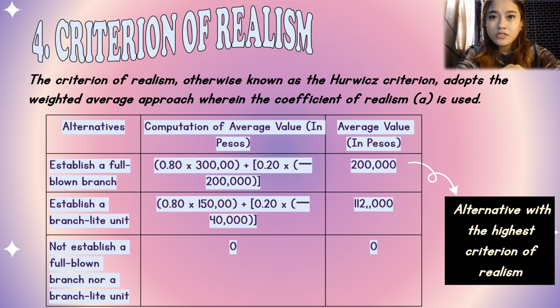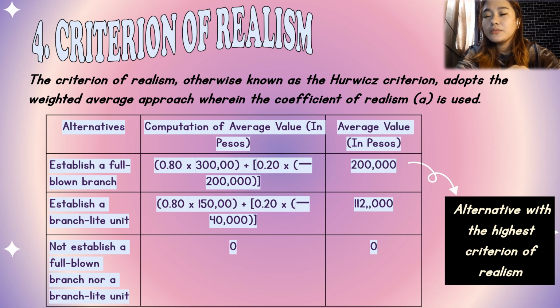In simple terms, Hurwitz's criterion helps you make decisions by finding a balance between optimism and pessimism, allowing you to consider a range of possible outcomes and make a choice that best fits your attitude toward risk and uncertainty. So, in the given problem, the formula to compute the criterion of realism is as follows. Alpha is applied to the maximum value in the alternative, and the 1 less alpha is applied to the minimum value in the alternative.